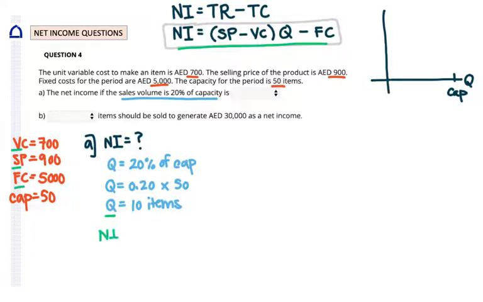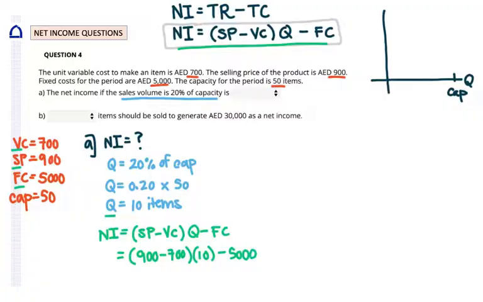So the net income in this case is going to be, well, I'll rewrite the equation again, selling price minus variable cost times quantity minus fixed cost, and plugging all the numbers in, 900 minus 700, the quantity is 10, the fixed cost is 5,000, so we will get a net income of minus 3,000 dirhams, and whenever your net income is minus, we call that a loss.